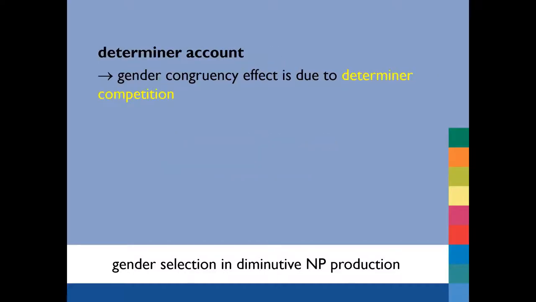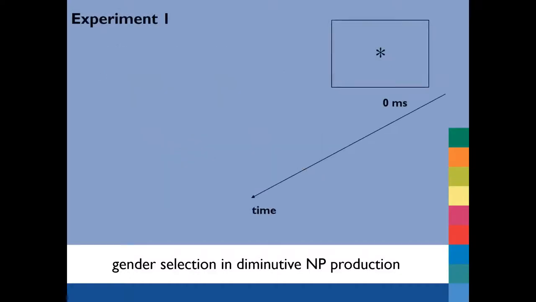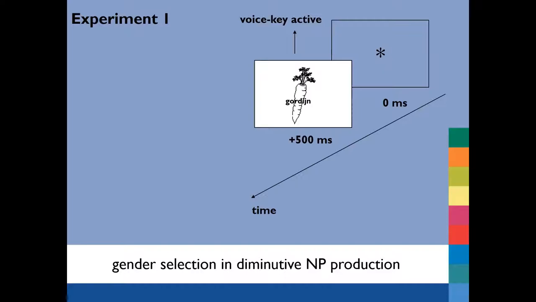Now the determiner account would predict something else. The determiner account would predict that the condition where the determiner is the same should be the so-called winner. This should be the faster condition. So we tested this. In this experiment, people saw a fixation cross, and then after 500 milliseconds, a voice key was activated and they saw a picture and the distractor word.